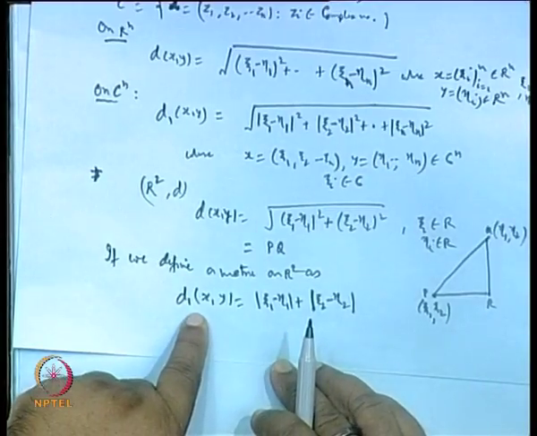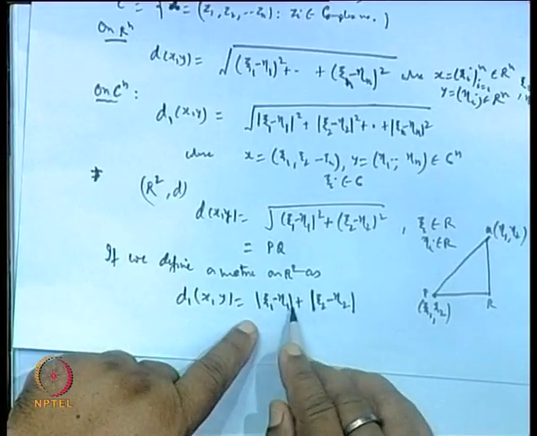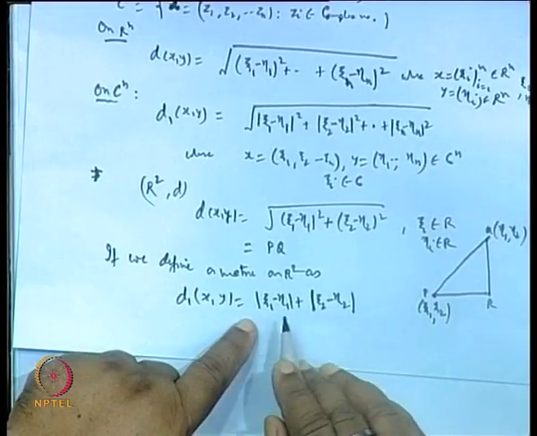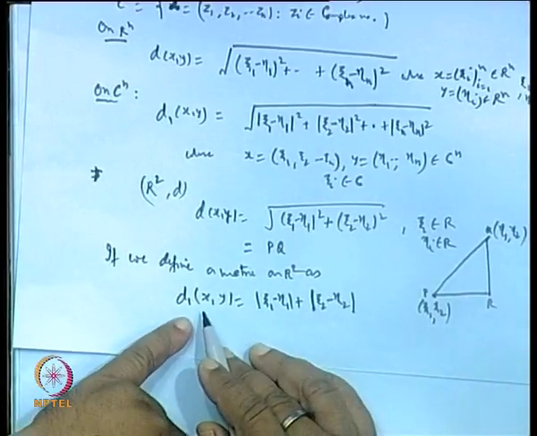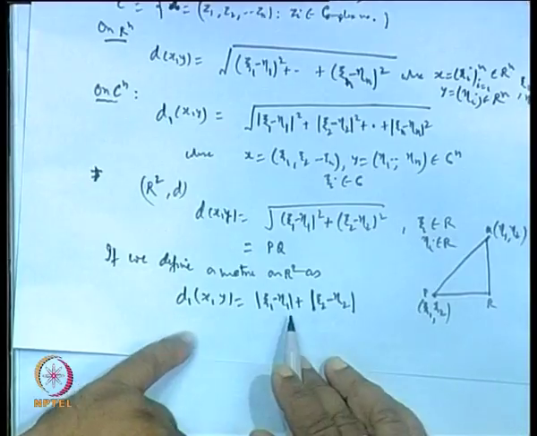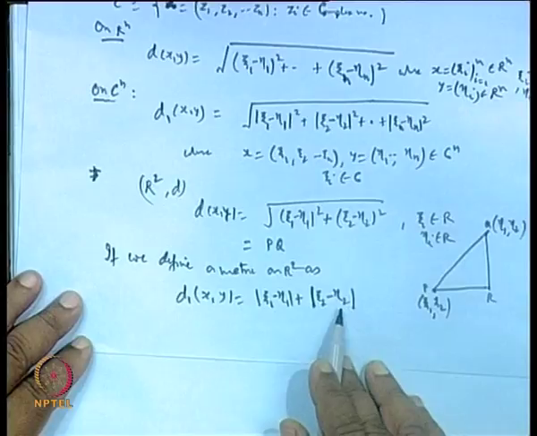It is also symmetric, d(x, y) is the same as d(y, x), because this modulus sign will not affect it if I interchange xi1, eta 1 and xi2, eta 2. Then the fourth property, the triangle inequality, also follows if I add and subtract zeta 1 here and zeta 2 here.